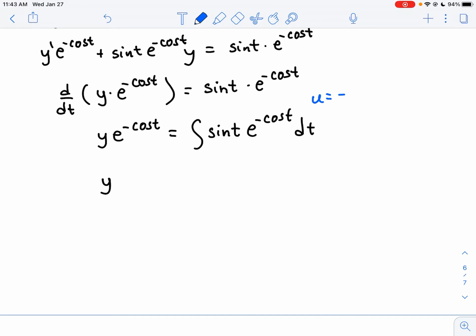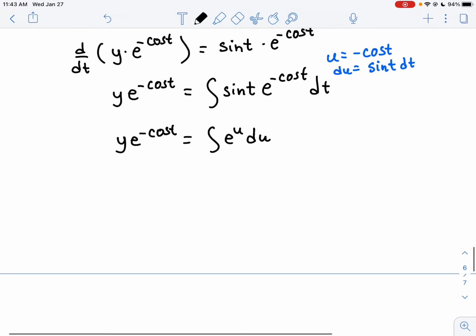So I'm going to let u equal negative cosine of t. Therefore, du will be sine of t dt. And we already have a sine of t dt right there, so we can construct the du right away from this. Okay, so rewriting the left side, that's done, equals an integral of e to the u du after I do that u substitution, which gives us an answer of just e to the u.